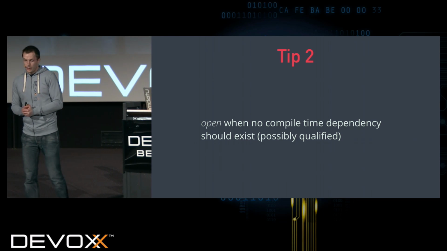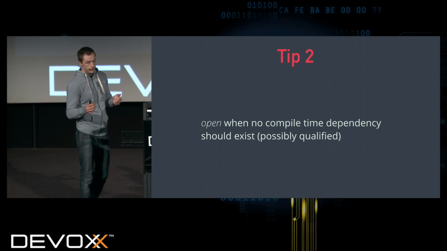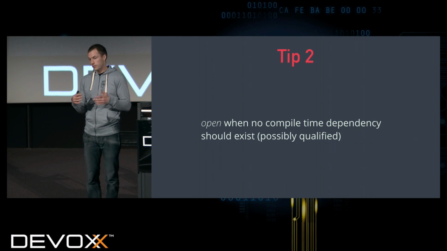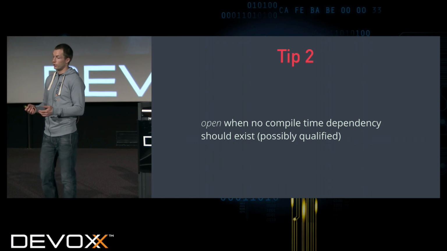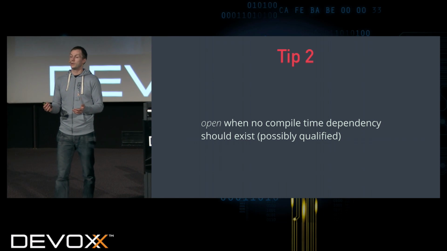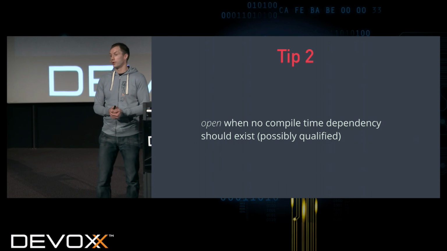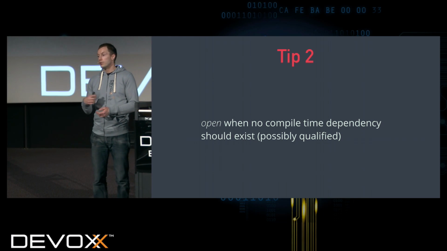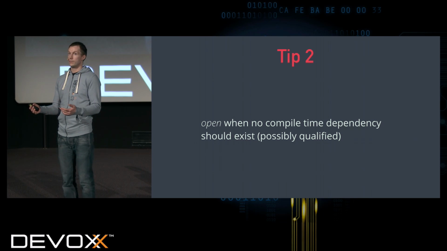Then the next thing is, whenever it is required for other libraries to have reflection access to your code, but there's no compile time dependency, use open instead of exports. Try to export just types that are actually part of an API.